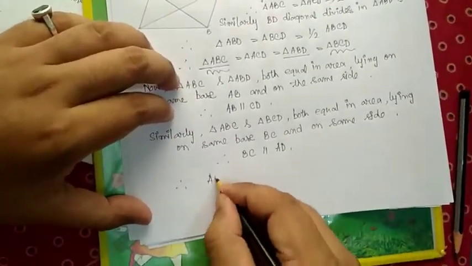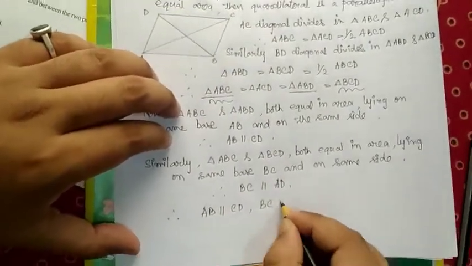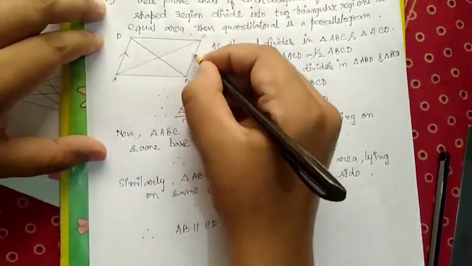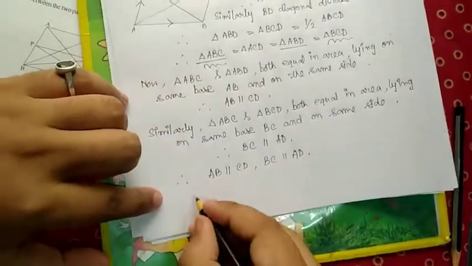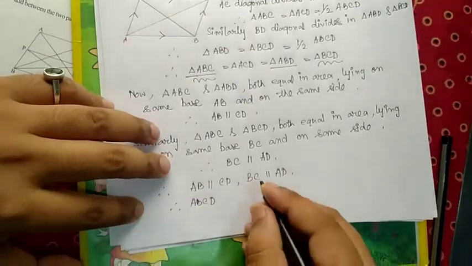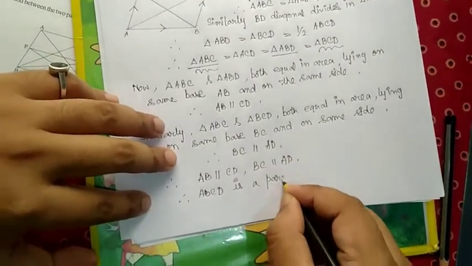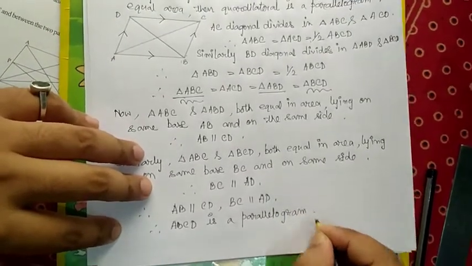Therefore AB is parallel to CD, BC is parallel to AD. Opposite sides are parallel. So therefore ABCD is a parallelogram. Okay, now this is proved.